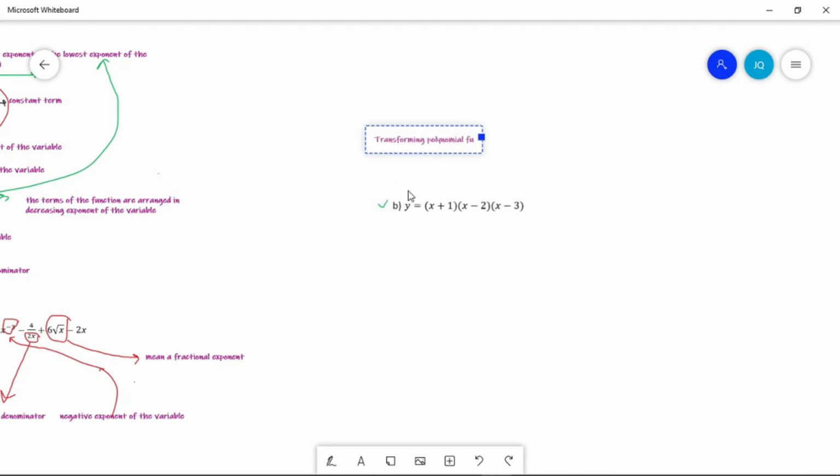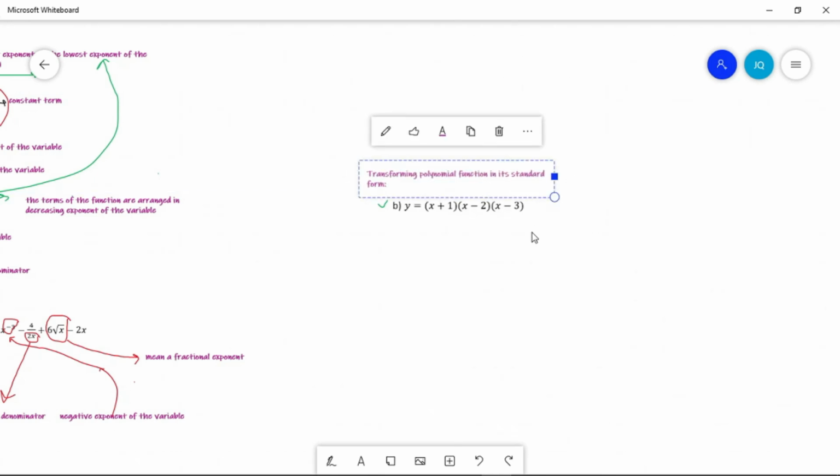polynomial function in its standard form. So why is it important to transform polynomial function in its standard form? So that we can easily identify the degree and its leading coefficient and its constant term, because we are going to use them in our succeeding topics. So now, how are we going to transform?